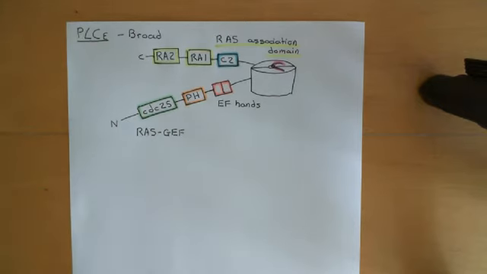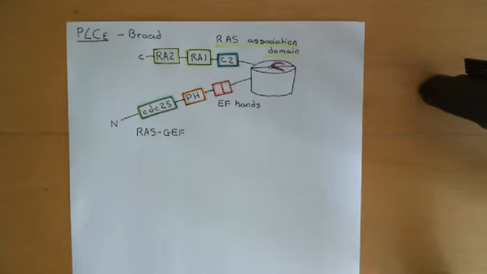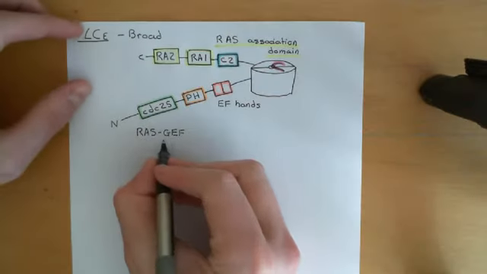Now, when you activate the phospholipase C epsilon enzyme, not only do you activate the hydrolysis of phosphatidylinositol 4,5-bisphosphate to diacylglycerol and IP3, but you also activate the CDC25 domain. Okay, and this is going to act as a RAS-GEF. So let me now tell you what a RAS-GEF is.